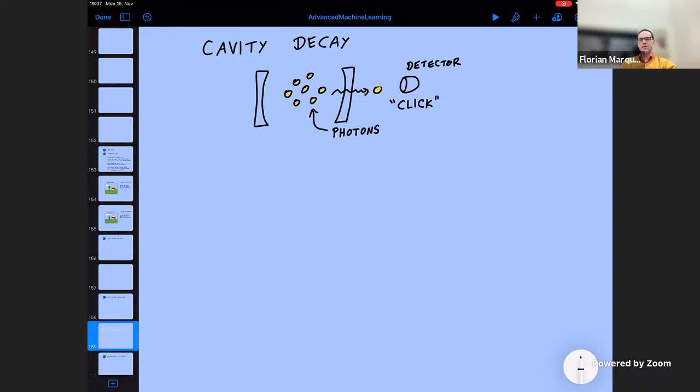Now, one of the first things that Bayes needs is the likelihood. So given the model, what's the likelihood of a certain observation? So my model here is just specified by the number n of photons inside the cavity. Okay. And then what's my observation? Well, that's just whether there is a click in a short time interval or not. So the probability of having a click in a short time interval, that's my likelihood. That's what I look at.